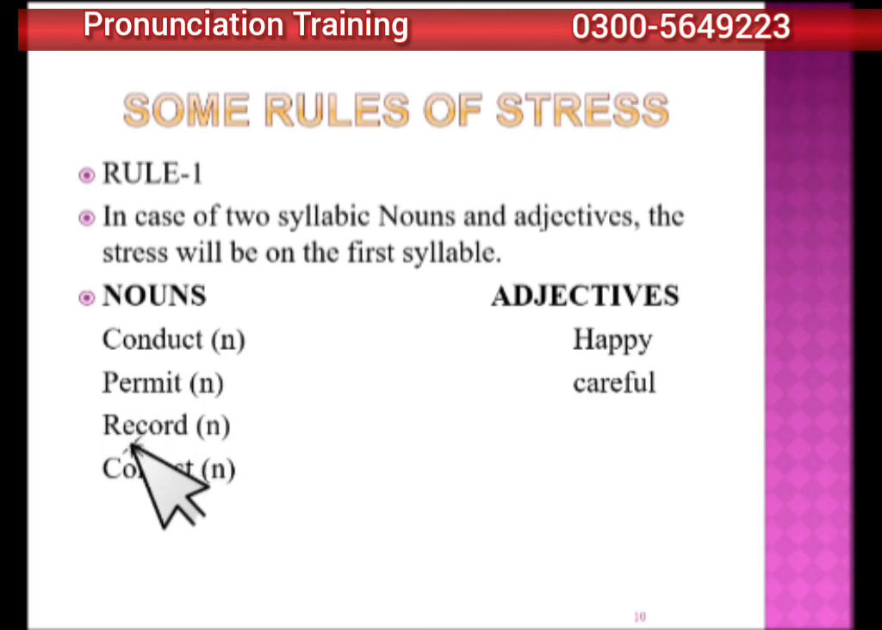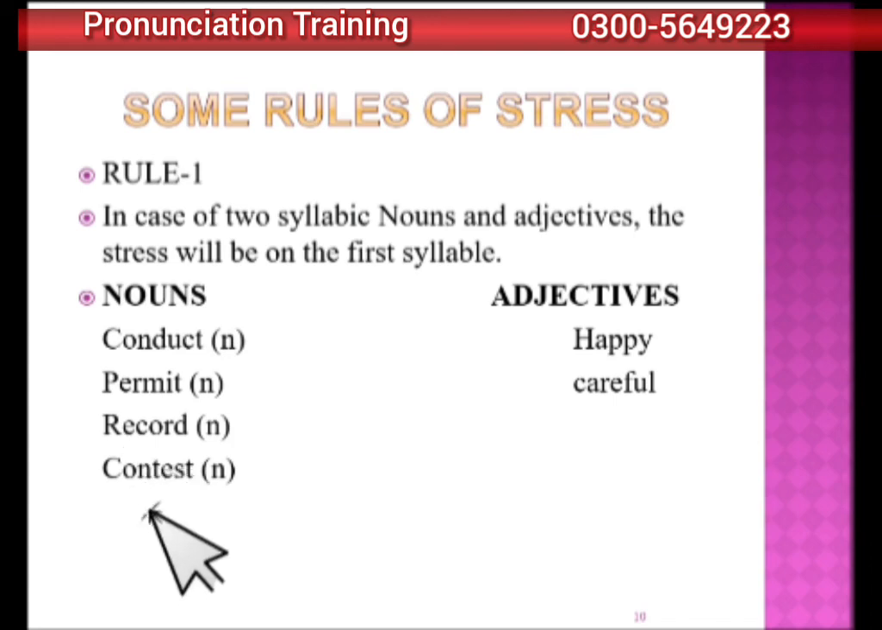Then record, and sometimes it is used as a noun and sometimes it is used as a verb. But here we are talking about noun, it's record. The stress will be on the first syllable, record. But when this word will be used as a verb, the stress will be on the second syllable, it will be record. He's recording the meeting, and he has a record to score the fastest century.